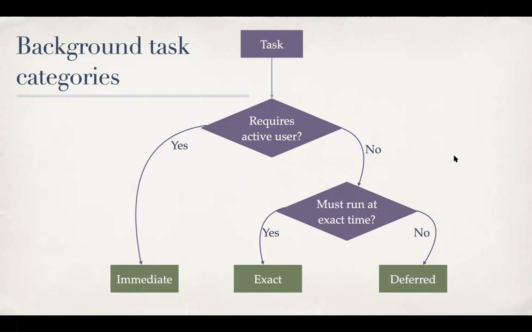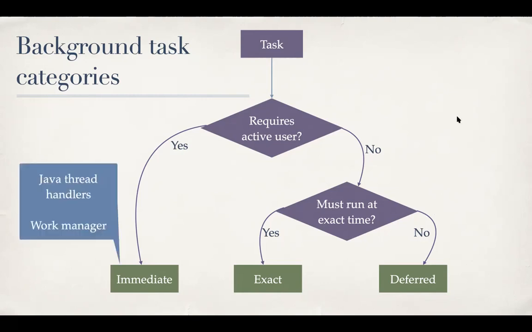Deferred or deferrable task is something that can happen at a later point. It's not stuck to the current time, or a specific exact time. Okay. And the documentation recommends handling immediate tasks using Java thread handlers. One of the examples is the executors, as we saw with the database examples in the database slides and videos, or use a work manager based on what exactly you're trying to achieve there.